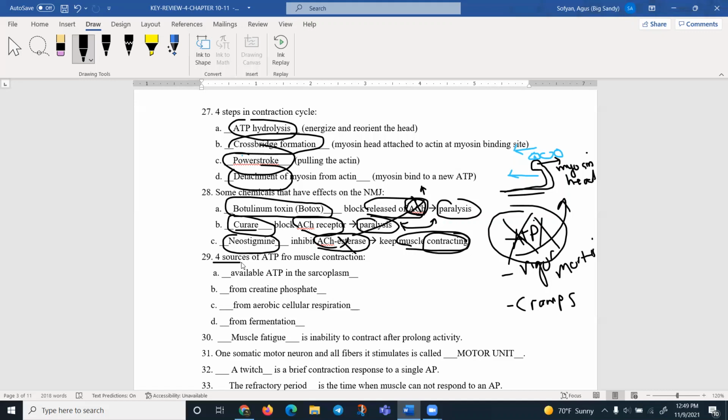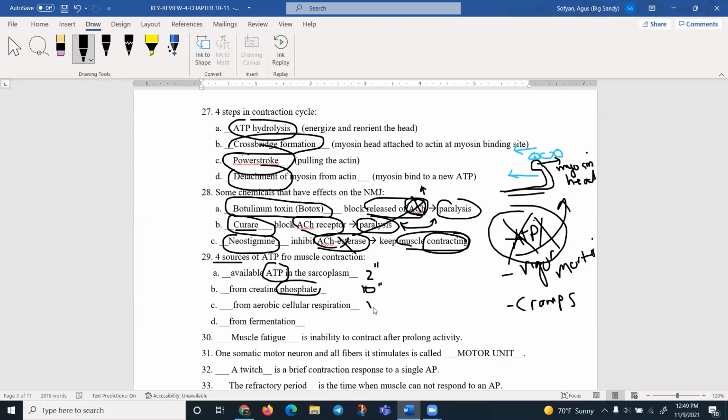There are 4 sources of ATP. First, any ATP available in the sarcoplasm, but this is only used for maybe 2 seconds. And then from creatine phosphate, maybe until 10 seconds. Sometimes it is enough for a sprinter to use ATP from creatine phosphate, so they can sprint 100 meters in 10 seconds, for example.